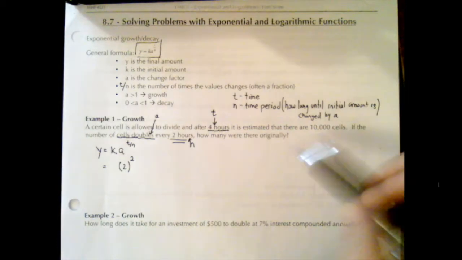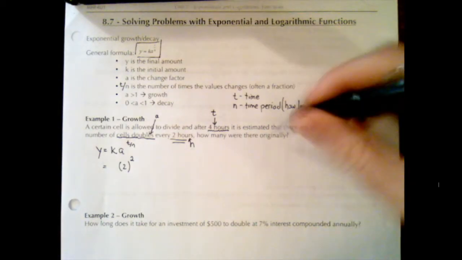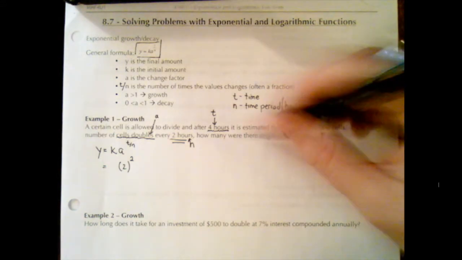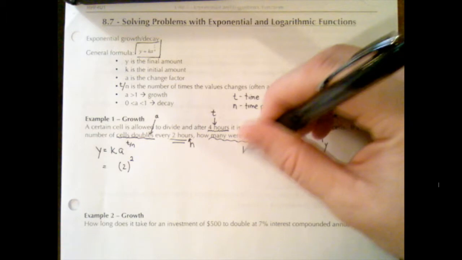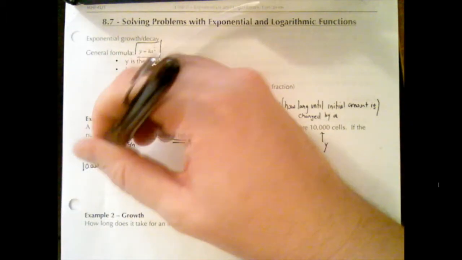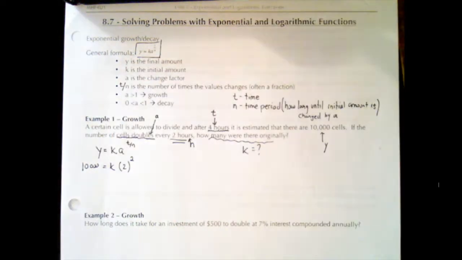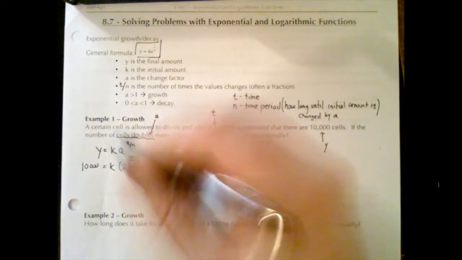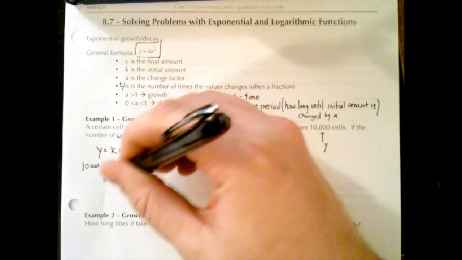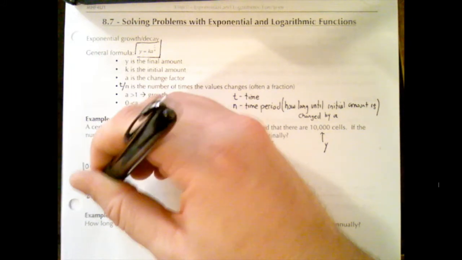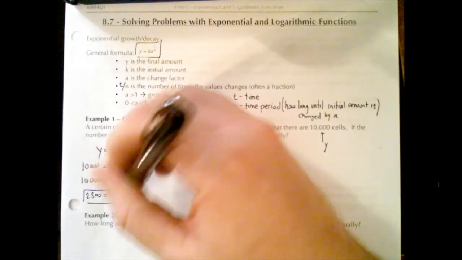It's estimated that there are 10,000 cells, and we want to know how much there are originally. So the 10,000 cells is actually our y, and how many there were originally, we're looking for k. We don't know what k is. So we have 10,000 equals k. So to solve for k, we actually just have to do a little bit of rearranging here. 2 to the exponent 2 is 4, so we actually have 4k equals 10,000. And if we divide both sides by 4, we get 2,500. And that's how many cells there were originally.